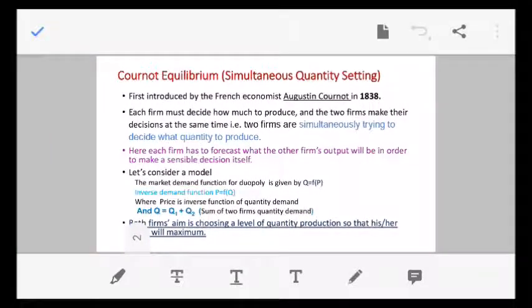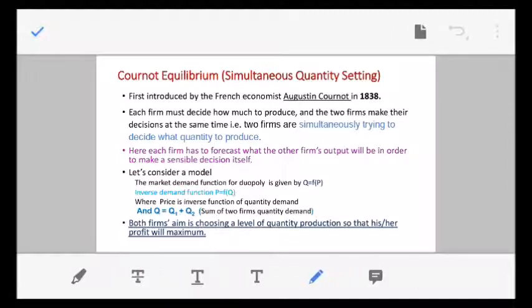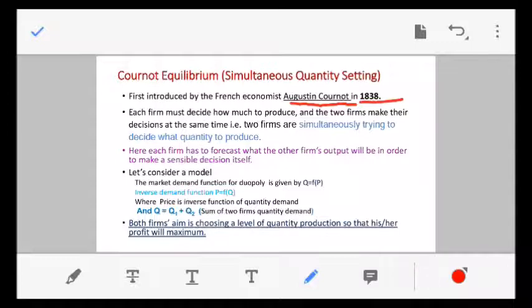This Cournot model was introduced by the French economist Augustin Cournot in 1838, almost 200 years ago. These models basically describe how firms decide how much to produce.